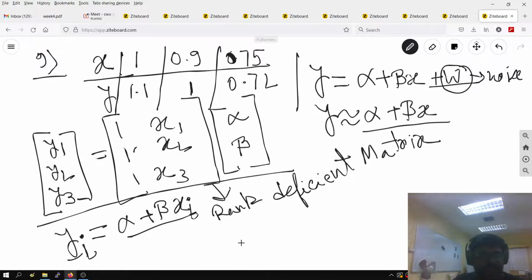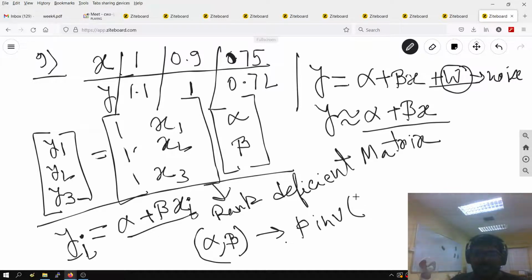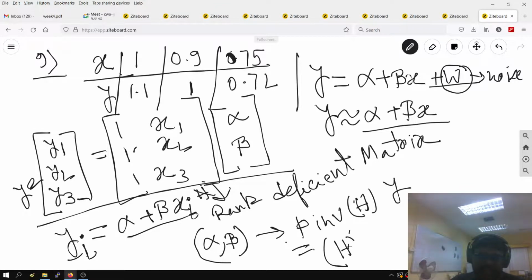So as it is a rank-deficient matrix, how do I find the factors alpha and beta? That is my question. So we have to take the pseudo inverse here. What is the formula here? I have to take the pseudo inverse of this matrix. Say it is H. Sorry, take it as H. And if I call this vector y, this is y. So what is the formula of the pseudo inverse? This is H star, where H star is the complex conjugate: (H star H) whole inverse, H star y.